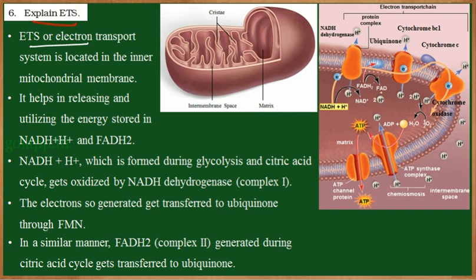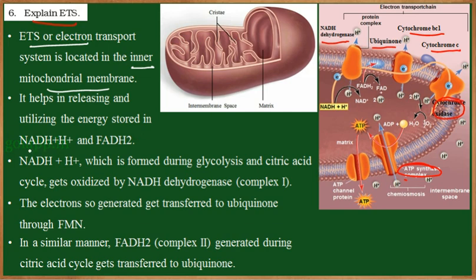Before that, let us understand the structure of the inner mitochondrial membrane. This is the inner mitochondrial membrane, which houses a series of electron carriers and proteins. The first one is NADH dehydrogenase, then ubiquinone, and the second one is cytochrome BC1. This is cytochrome C and cytochrome oxidase, and then there is an ATP synthetase complex. The electrons released from NADH will be passed along by this set of proteins present on the membrane, and that is why this system is called the electron transport chain or electron transport system. As I told you, it is located in the inner mitochondrial membrane.